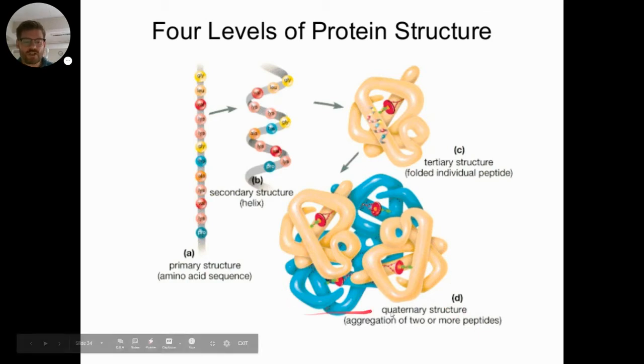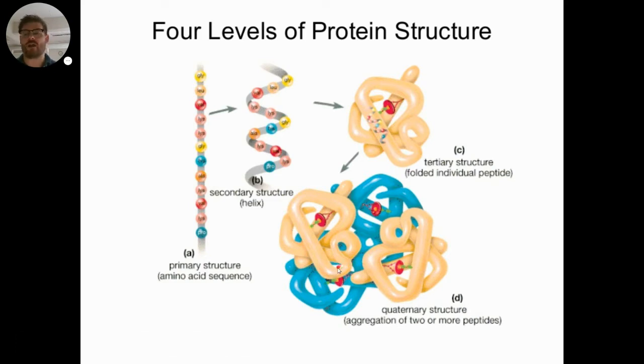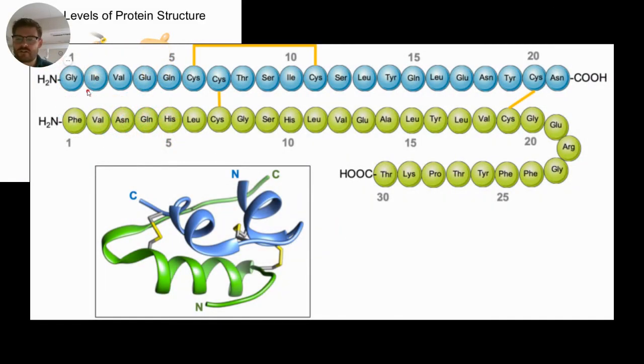Here's what we call a quaternary structure, and what happens here is we have multiple proteins that are coming together to create a bigger complex. Okay, structure equals function. That's the point here. And I want to give you an example of this. Okay, so here's just another look at this.